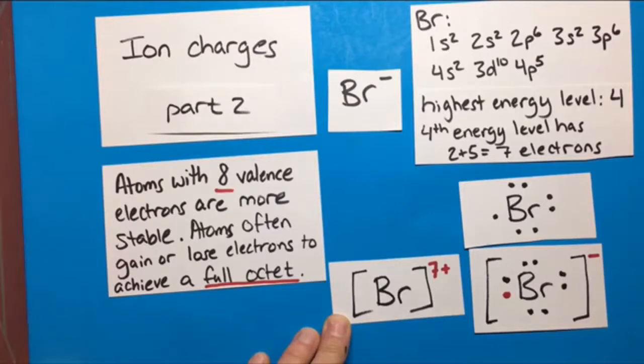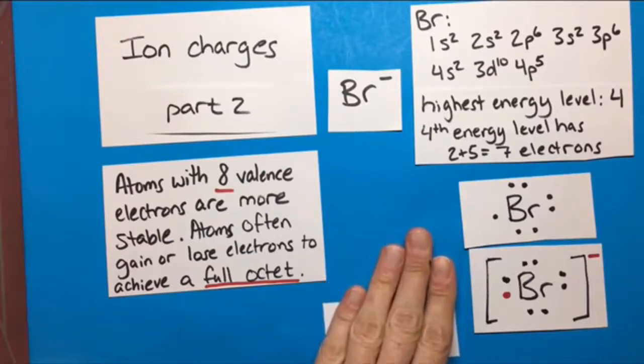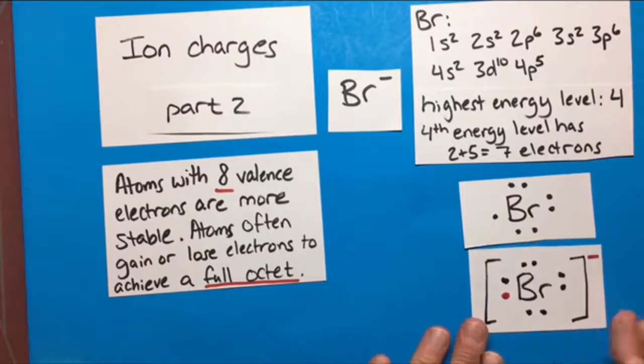Which ion is more likely? Moving fewer electrons requires less energy, so we're going to go with whichever choice involves moving fewer electrons. Here we had to move 7 electrons, so this is definitely not the correct choice. We're going to go with the scenario that only involved moving 1 electron. We added 1 electron to the bromine atom to form an ion with a charge of -1.